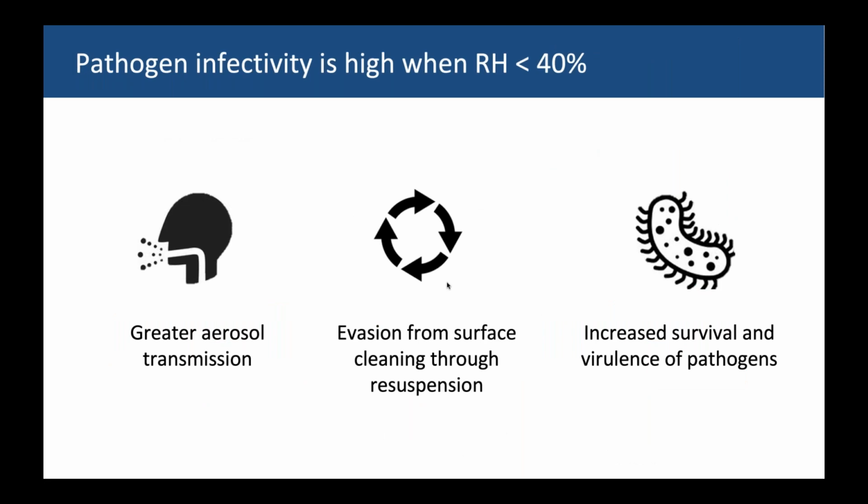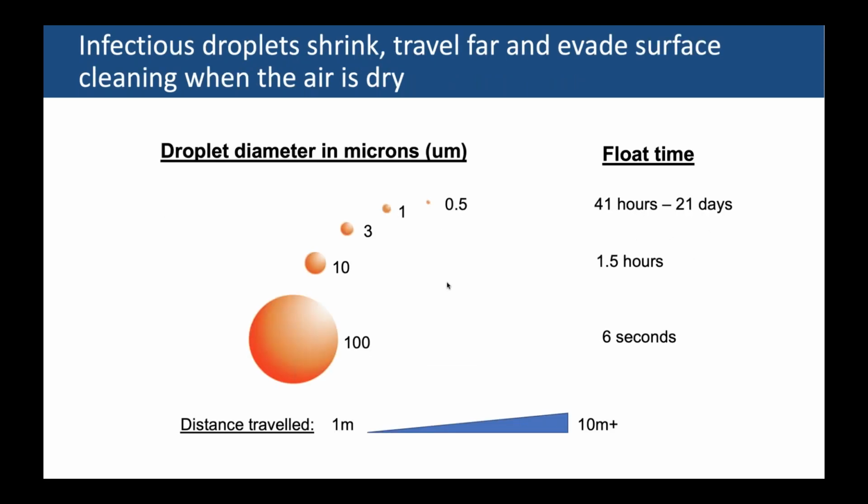So we now know from multiple studies that when the indoor relative humidity is less than 40%, you have greater airborne transmission. It's harder to clean surfaces because if you remember in that video, particles fall out of the air and are resuspended. And thirdly, the viruses and bacteria actually survive better in a dry environment.